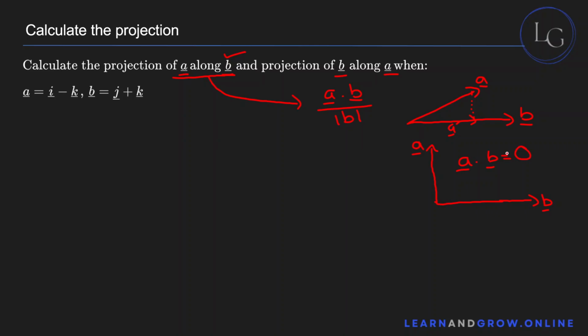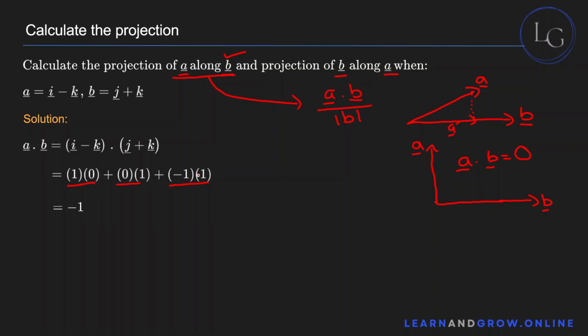Now it says here that A is equal to I minus K, so plus 1 on the x-axis and negative 1 on the z-axis, and B is J plus K, right? So you first obviously have to find A dot B. Now that would just be 1 into 0 plus 0 into 1 plus negative 1 into 1, and that gives you negative 1. You found A dot B.